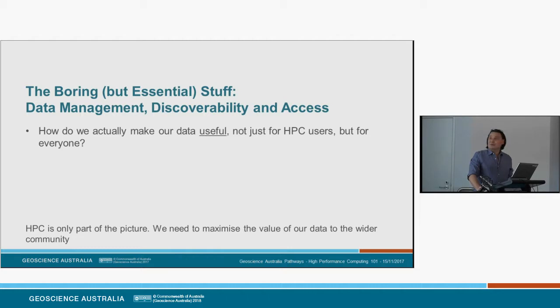So we move on to the boring but very essential stuff. How do we make the data useful, not just in an HPC context, but to people who don't have access to the NCI? As I mentioned there, HPC is only part of the picture. We need to make our data widely useful.